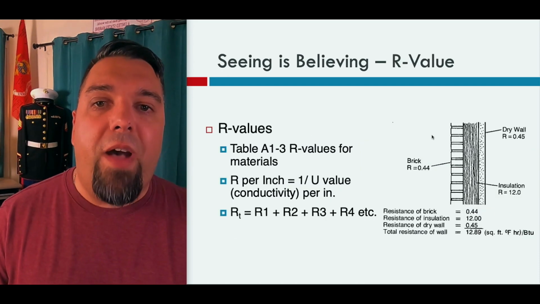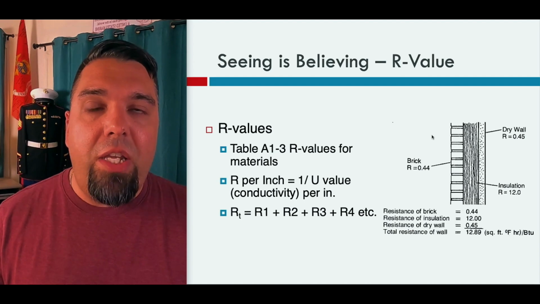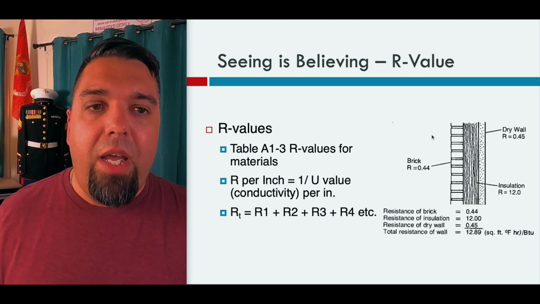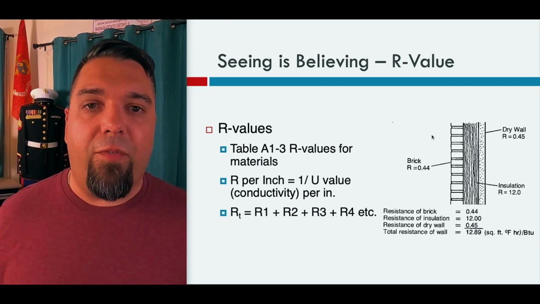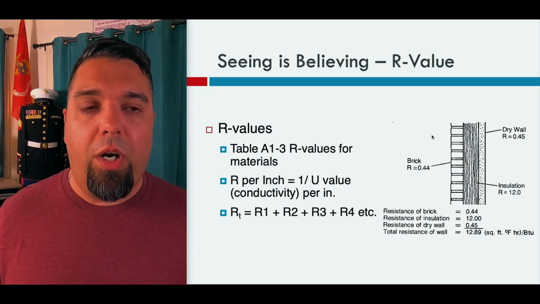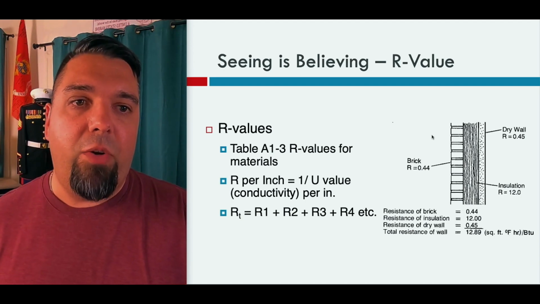When we talk about R values, Table A1-3 is where R values are listed. There are some generic values in Manual J, and obviously what they build into load calculation software. R values for the materials: if it's easy for heat to transfer through it, the R value will actually be low.